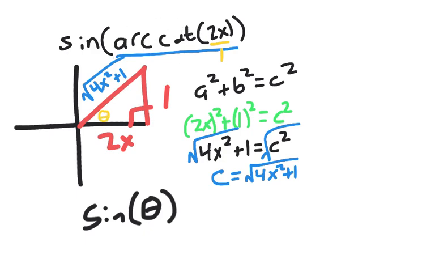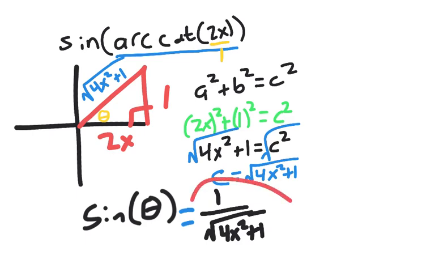In this example, we know sine of this angle would be the opposite over the hypotenuse, which gives 1 over the square root of 4x squared plus 1.